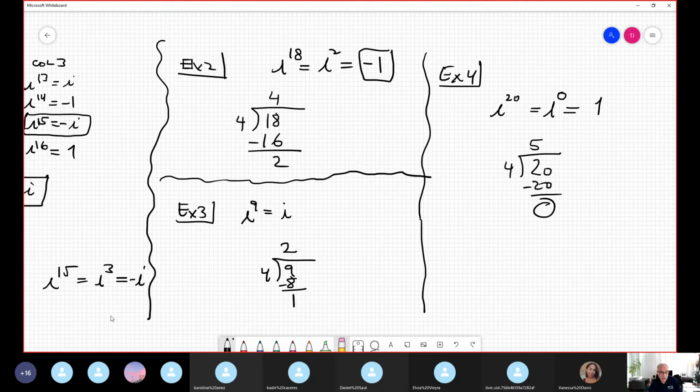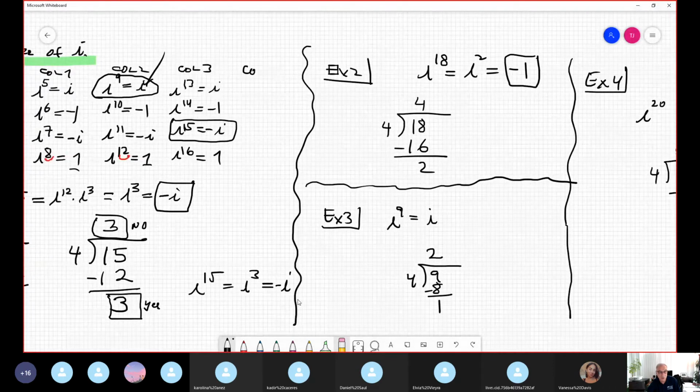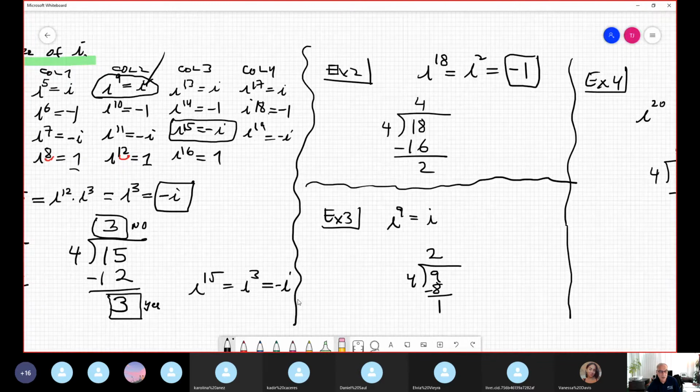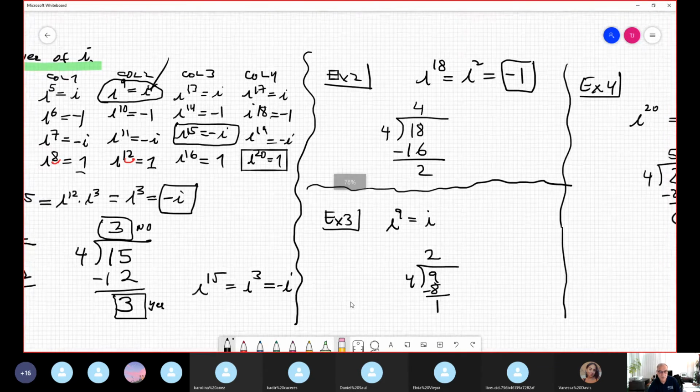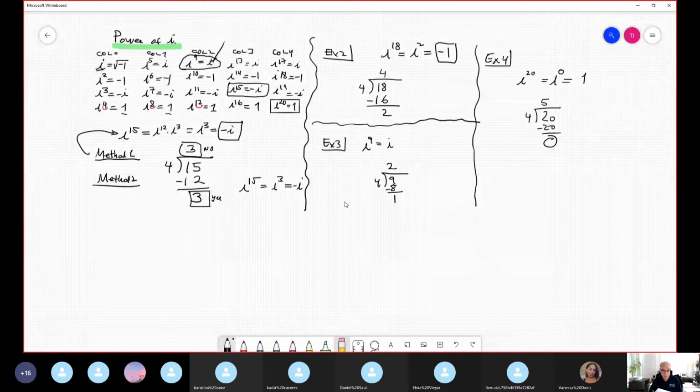And I know that any exact multiple of 4 gives 1. So you continue, for example, next column, column 4, we have i to the 17, i to the 18, i to the 19, which is negative i, and i to the 20, which is obviously 1. No secret, it's obvious. So, do you understand the formula to find any power of i? This is the second question in the test.